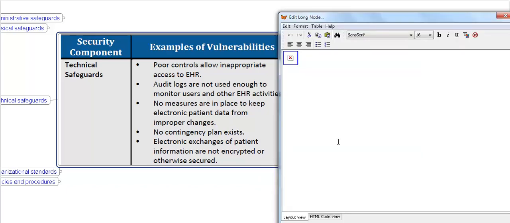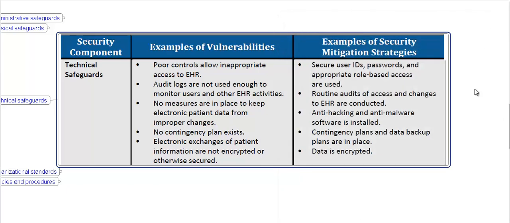Examples of security mitigation strategies: secure user IDs and passwords and appropriate role-based access are used. Routine audits of access and changes to ePHI are conducted. Anti-hacking and anti-malware software is installed. A contingency plan and data backup plan are in place. Data is encrypted.